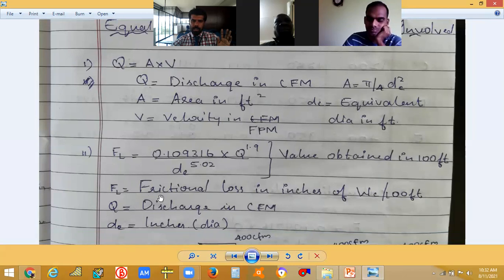So what is this? Friction loss in inches of water column per 100 feet. That is the unit. Q means discharge in CFM. D_I means diameter in inches. Don't confuse this. Write this as D_I and write the other as D_E.